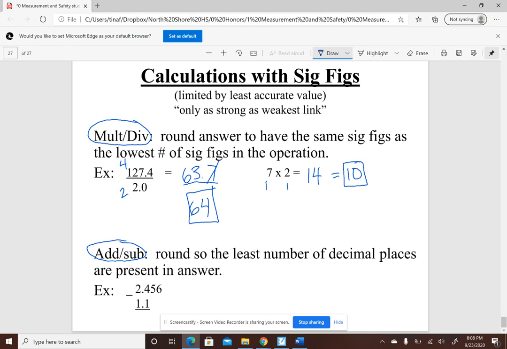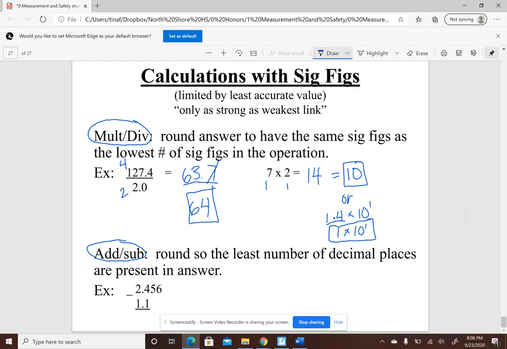Okay? Or you could always write in scientific notation as well. I can do 1.4 times 10 to the first power, but this still is going to have 2 sig figs in it. So I would end up just writing 1 times 10 to the first power anyway. And if you write that out in standard notation, you get 10. So you could always use scientific notation too if you're having trouble trying to round it to make the number have the right number of sig figs.